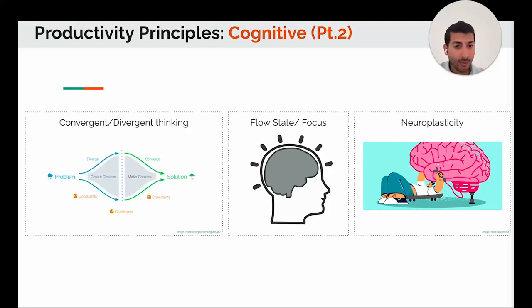The next one is flow state or focus. The flow state is a mental state in which a person performing an activity is fully immersed in a feeling of energized focus and involvement. And a lot of us refer to this as being in the zone.